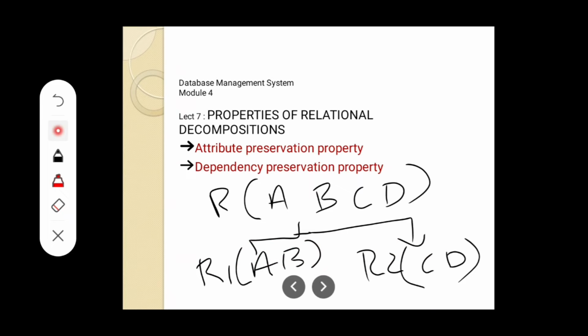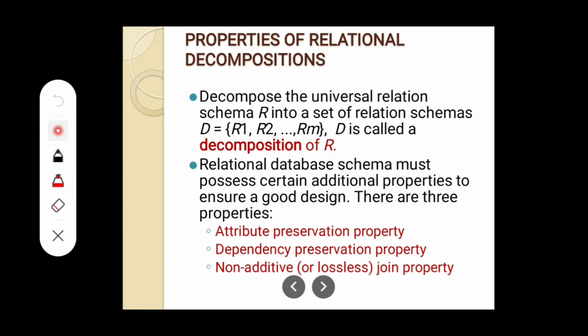Here we are having two sub-relations. What are they? R1 and R2. So this R1 and R2 together is called D here, or it is also called the decomposition of R. Clear? That is what decomposition means.